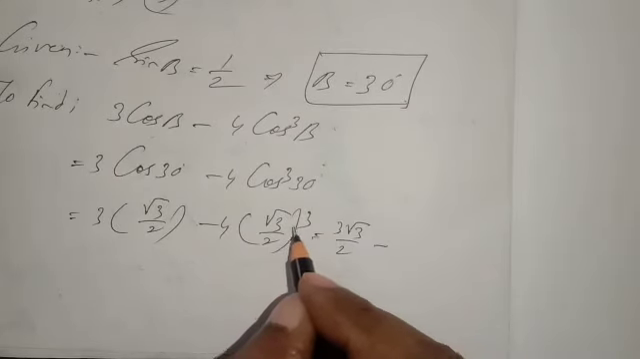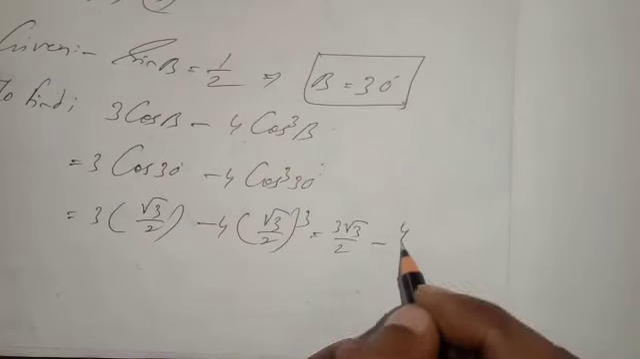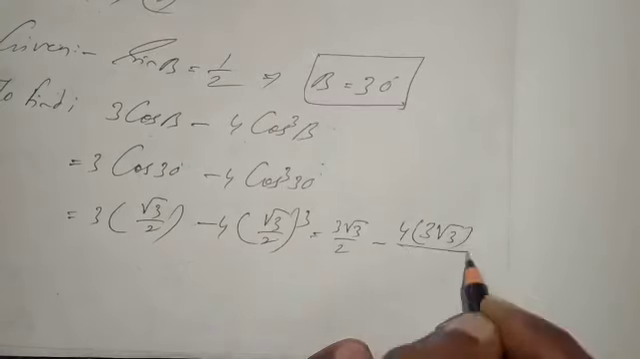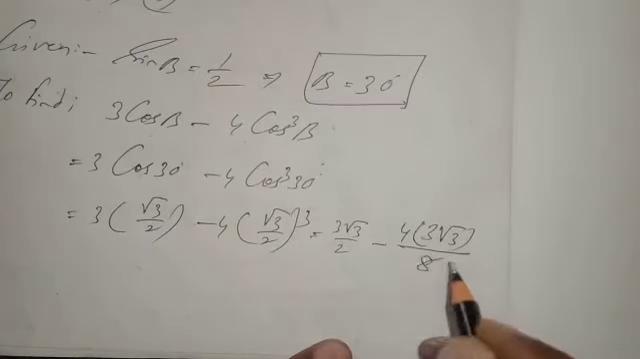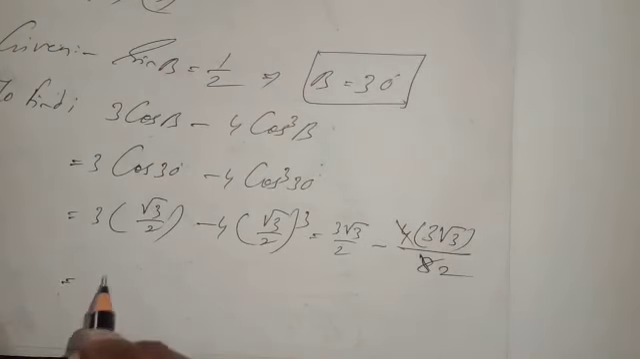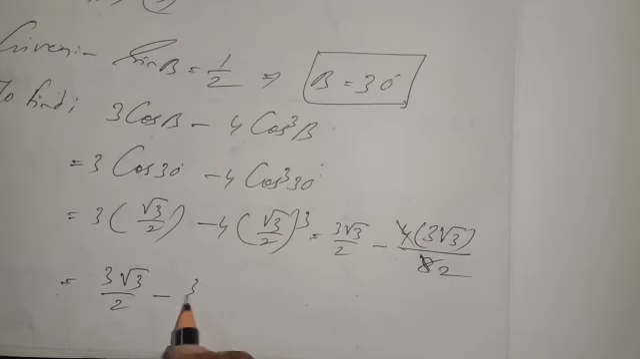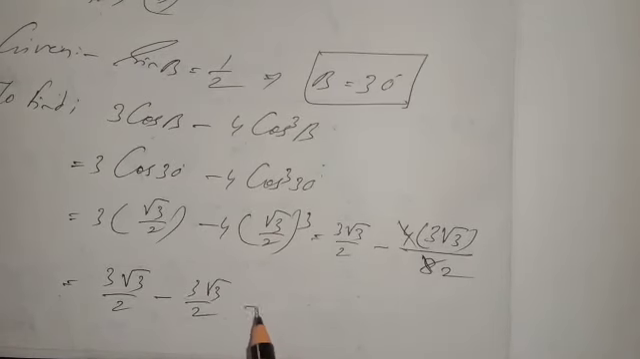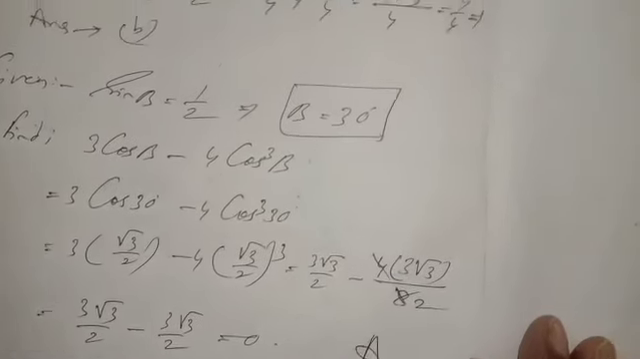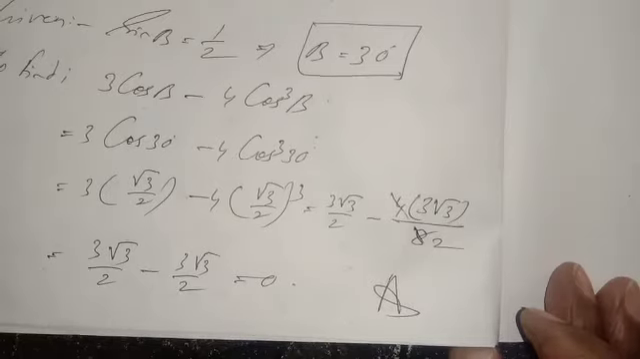root 3 whole cube will be how much? 3 root 3. And this will be 4 into 3 root 3 by 2 cube, means 8. Means 4 to the 8, 3 root 3 by 2. So what is the answer coming? 3 root 3 by 2 minus 3 root 3 by 2, which is equal to 0. Therefore, the answer to 3 cos B minus 4 cos cube B is 0. Okay, let us go next, number 3.